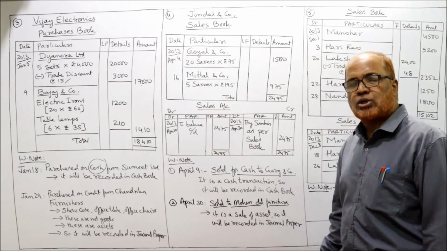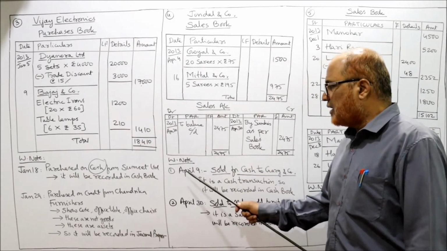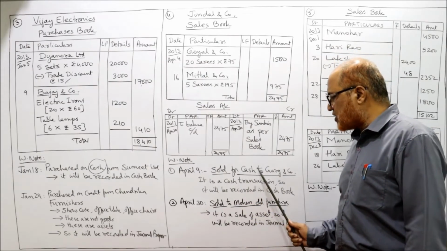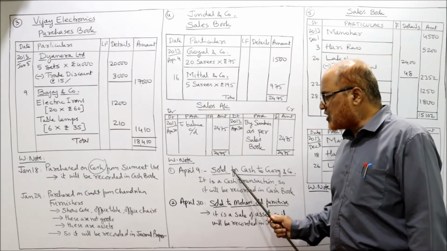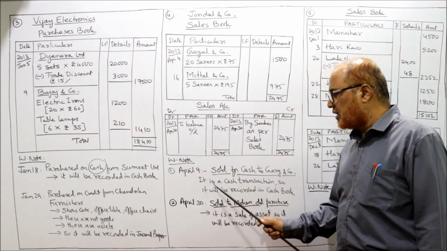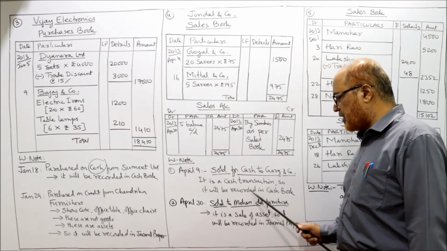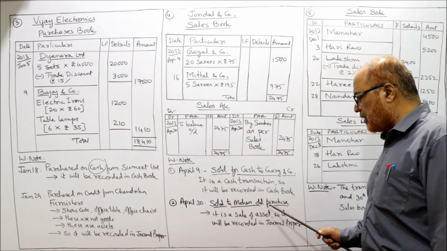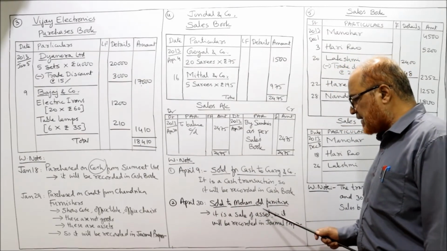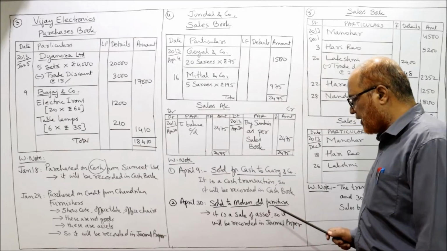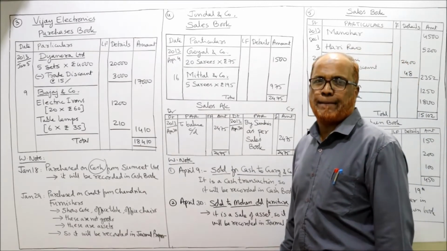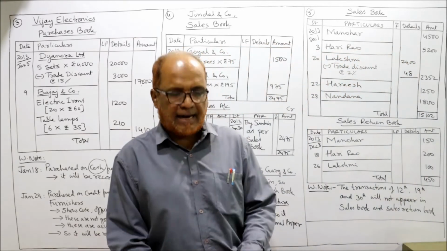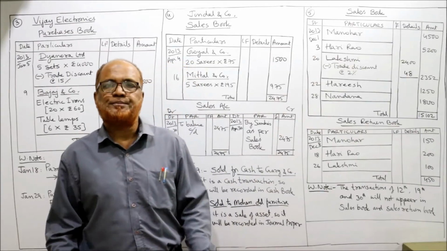Now in the working note, we have to give the explanation. April 9th, sold for cash to Garg and Company. Cash means it will go to the cash book. It's a cash transaction, so it will be recorded in the cash book. Secondly, April 30th, sold to Mohan old furniture. It's a sale of an asset, so it will be recorded in the journal proper. That's all. This is the end of problem number 4.